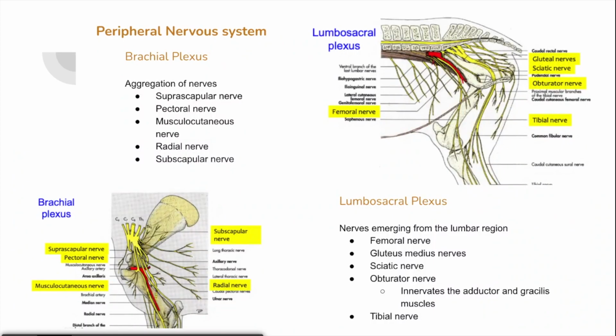And then for the peripheral nervous system, it's composed of the brachial plexus, which is the aggregation of nerves from the spinal cord to the forelimb, and it includes the subscapular nerve, the suprascapular nerve, the pectoral nerve, the musculocutaneous nerve, and the radial nerve. And you can see those in the picture to the left. And then the peripheral nervous system is also composed of the lumbosacral plexus, which are nerves emerging from the lumbar region. And this includes the femoral nerve, the gluteus medius nerves, the sciatic nerve, the obturator nerve, which innervates the adductor and the gracilis muscles, and the tibial nerve.